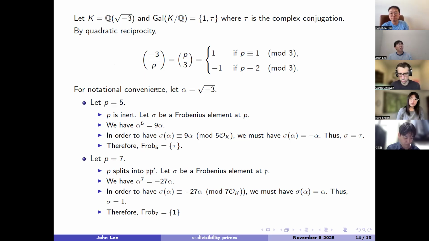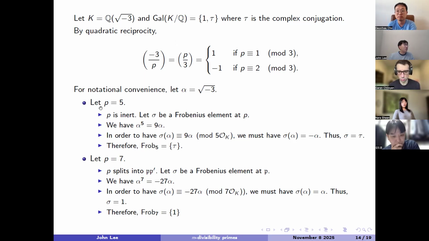For notational convenience, let alpha be the square root of -3. And let's work on each case to see how the Frobenius class works. By the way, here we have only two elements, and we can see this Galois group as Z mod 2Z, which is an abelian extension. Because it's an abelian group, every element forms its own conjugacy class. So we have two conjugacy classes here, the set of 1 and the set of tau. Now let us see how Frobenius at P turns out to be.